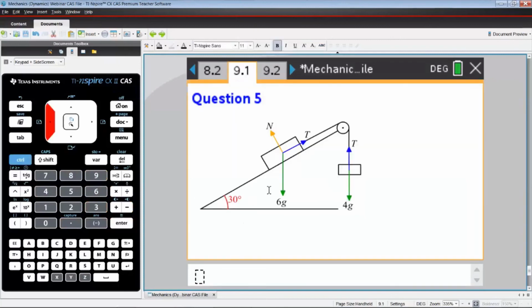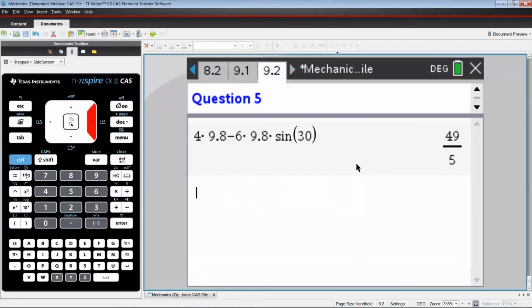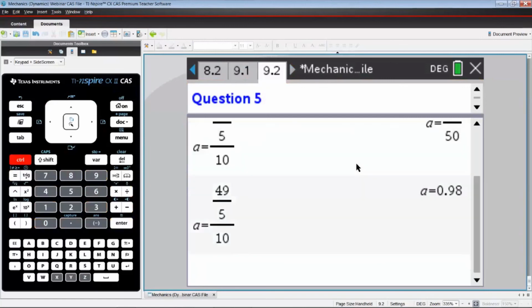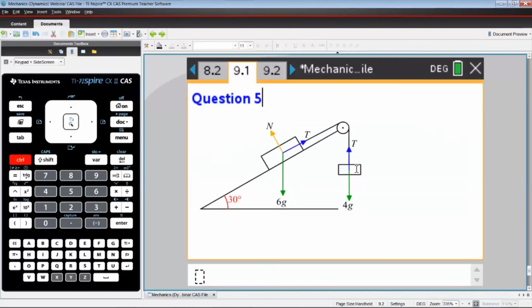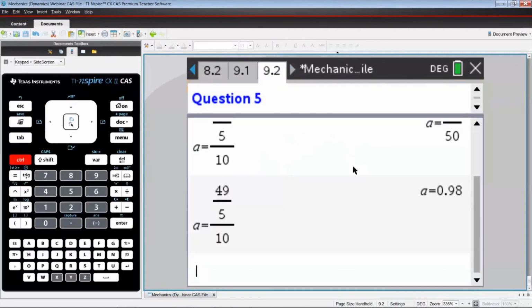Now, what is the total mass of the system? It is 10 kilograms. So acceleration is going to equal the net force divided by the total mass. And there we go, a equals 49 on 50, or as a decimal if you'd like, 0.98 meters per second squared. Now we've got the acceleration of the system, we need to take an initial speed. We're going to focus on the 4 kilogram object because that is also accelerating at 0.98 meters per second squared.